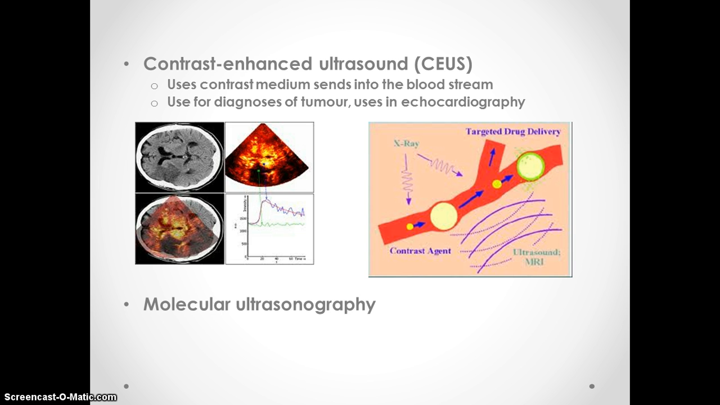Another type is molecular ultrasonography. It uses targeted microbubbles to diagnose malignant tumours at the earliest stage. The molecules bind to the tumoral microvessels, so these molecules accumulate in malignant tumours, and by using contrast ultrasonography, the tumour can be seen.